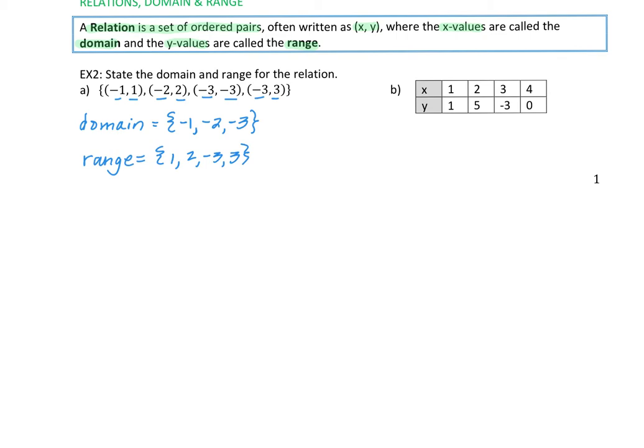Now order doesn't matter, but typically you'll see that the solutions will have you list the elements from small to large. So maybe they would list the -3 first, but it really doesn't matter. Order only matters if you're trying to establish a pattern. So that would be domain and range.